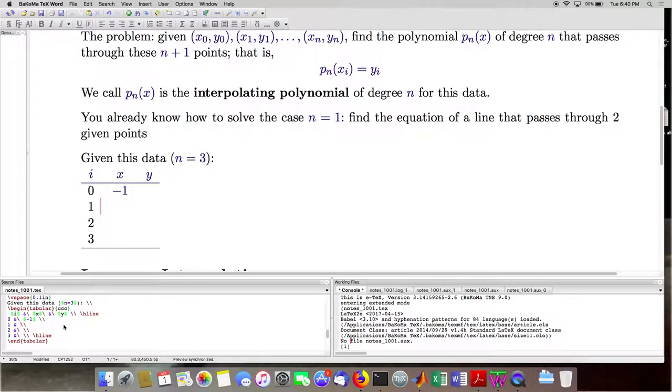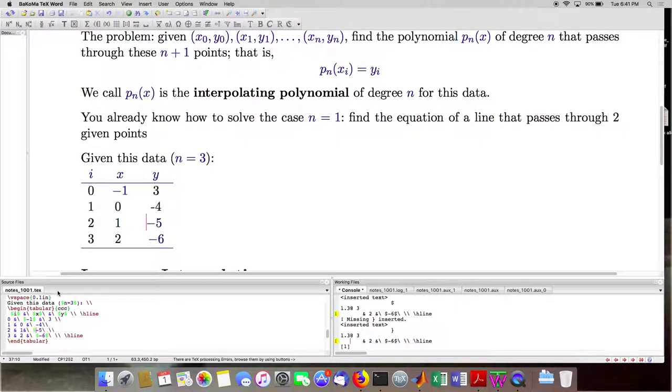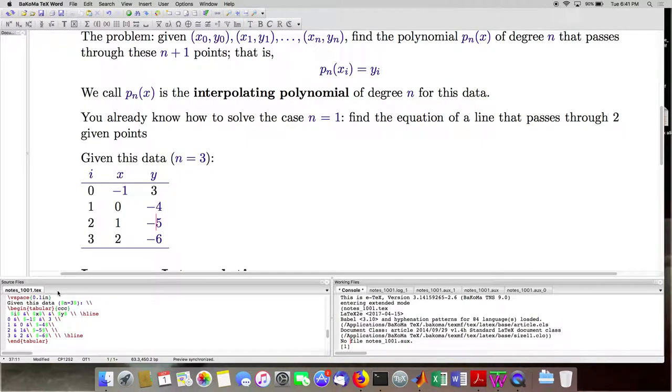My points will start off at minus 1 and then 0, 1, and 2. Now, the y values that go with them, I'll fill in the third column. So I'm going to have 3, minus 4, minus 5, minus 6. Oh, wait, 5 does not have a minus.